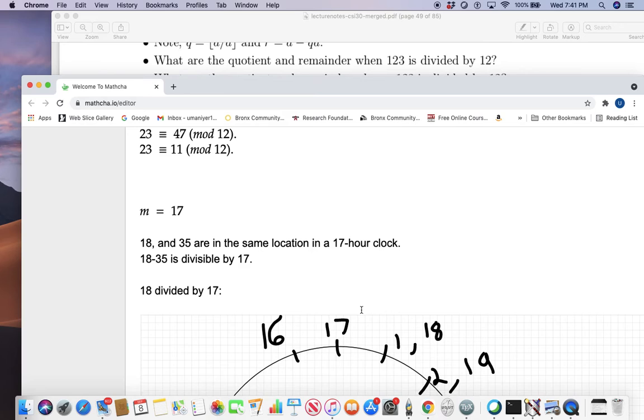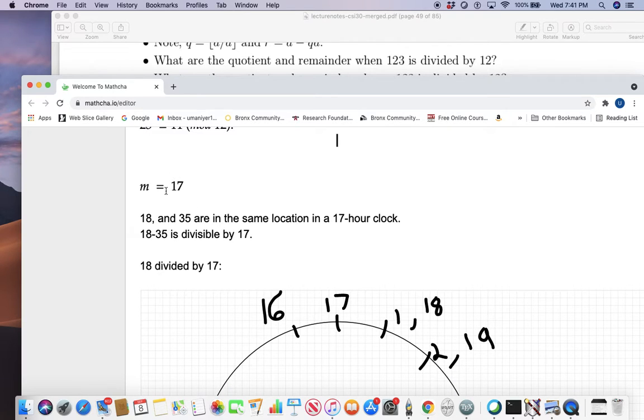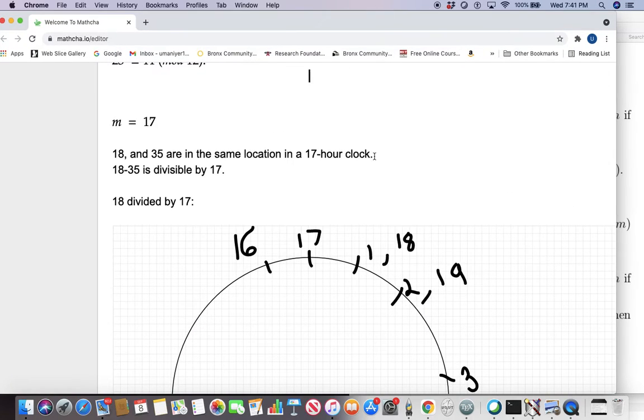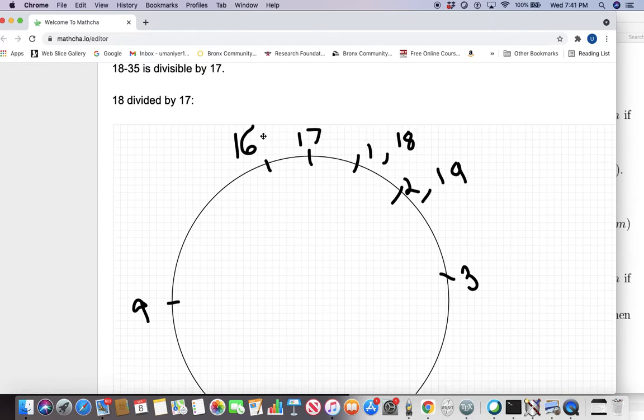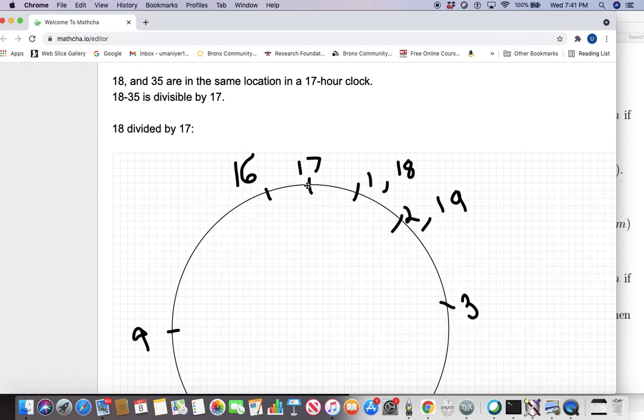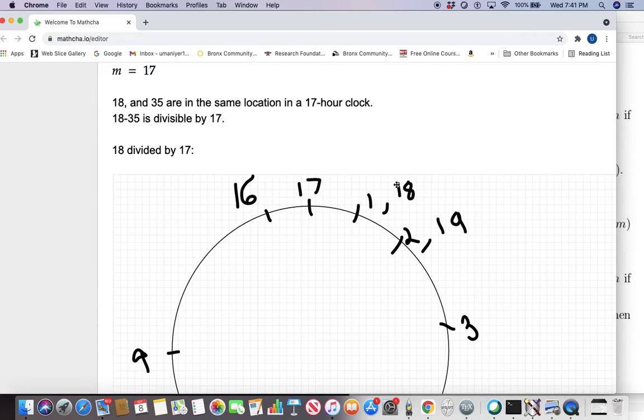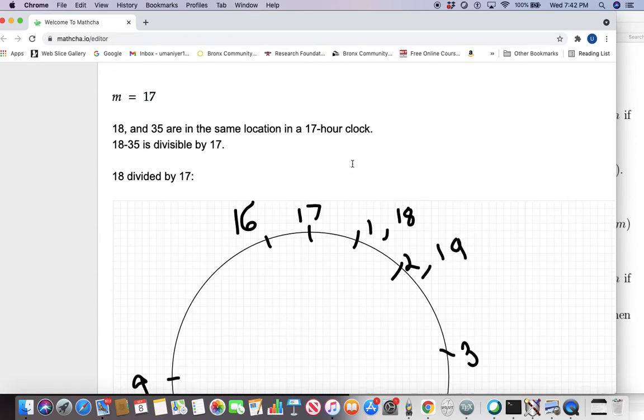Instead of a 12-hour clock, suppose you are looking at a 17-hour clock. So 17 is the top number. 1, 2, 3, you keep going, right? Somewhere here is 16. After 16 is 17. After 17 is 18. 18 o'clock in a 17-hour clock is back to 1. 19 is back to 2, and so on. I hope it's clear.